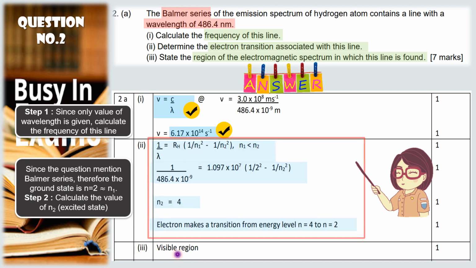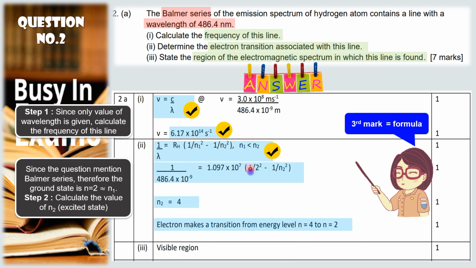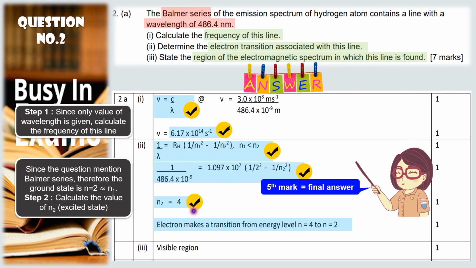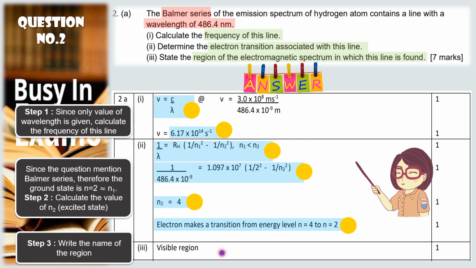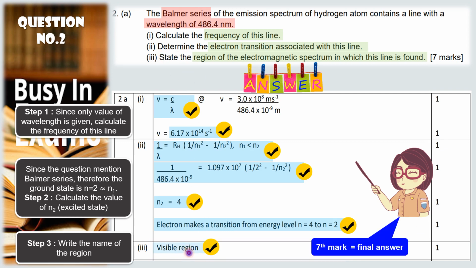Okay, so how many marks will we get here? Right, so for the second part, it's given to the formula. Make sure you write the formula, and then the substitution, and then the final answer. And lastly is the conclusion. Okay, for number 3, because the question here just says state, you just write the final answer, that is the visible region.